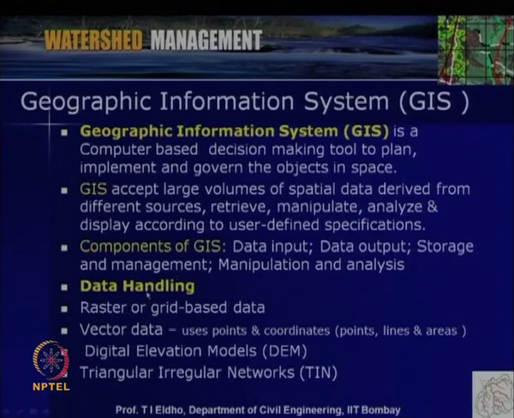GIS is a tool for data handling. The data can be raster or vector. Raster means it is generally a grid based system. We can have a grid like this, and then represent various objects or data with respect to this grid. That is the so-called raster based data. The data can also be vector based, where we use points, coordinates, lines, polygons, areas, etc. That is the vector based data set.